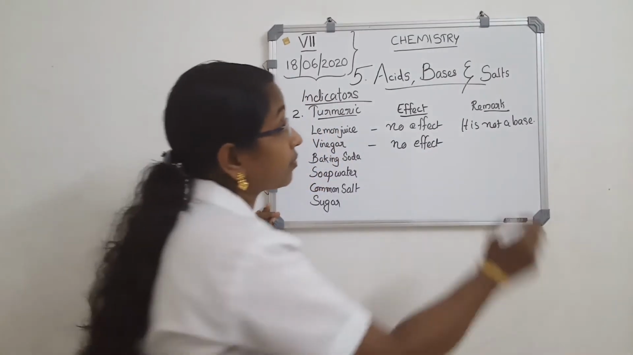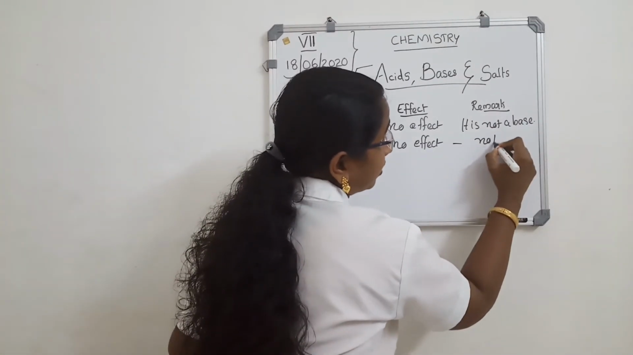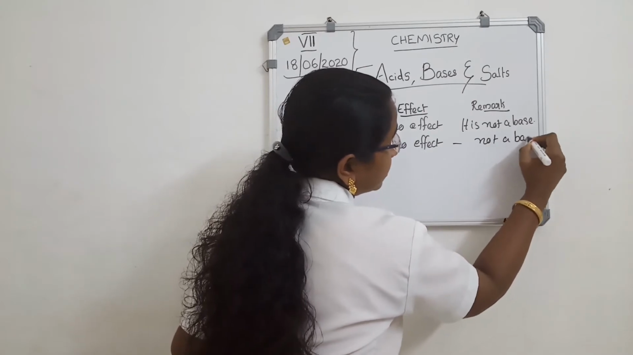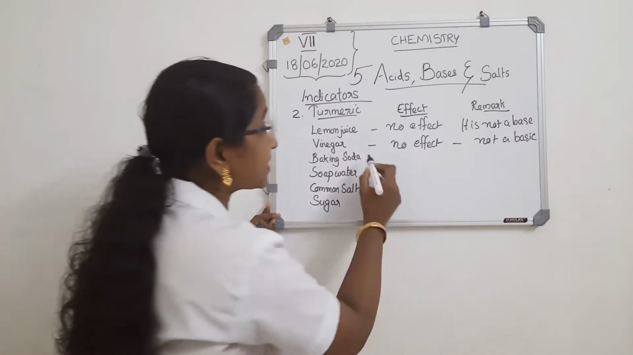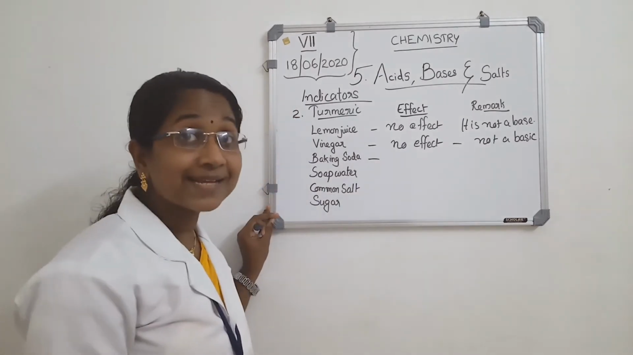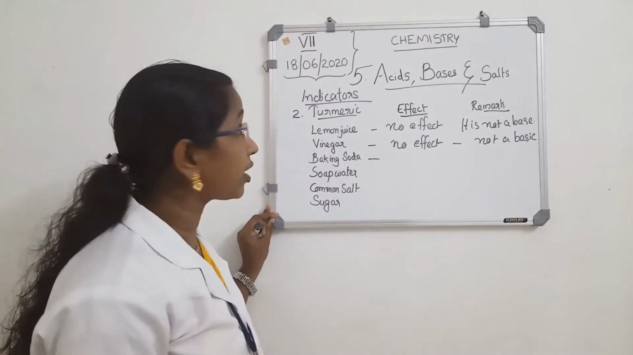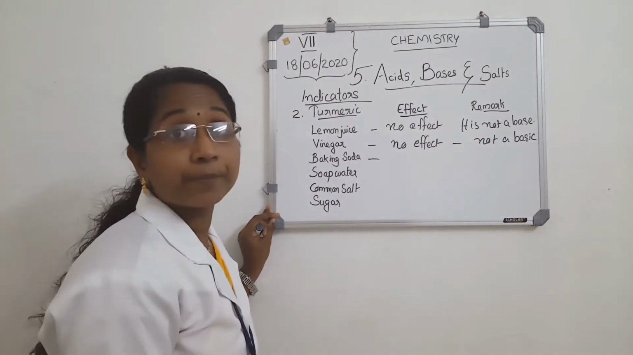So, it is not a basic substance. Then baking soda. What is the effect of baking soda on turmeric paper?